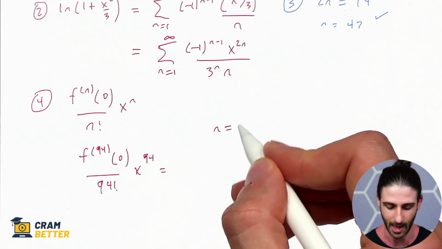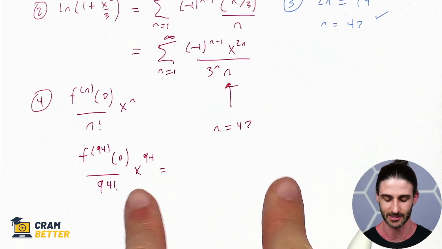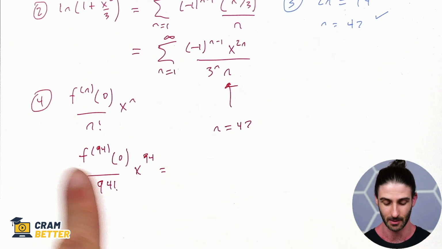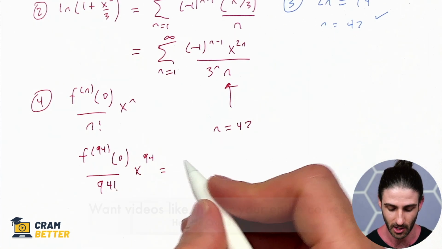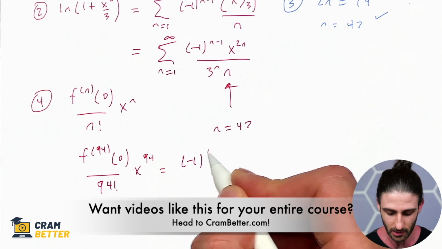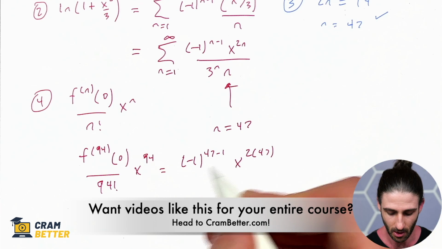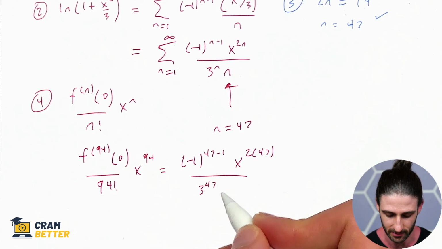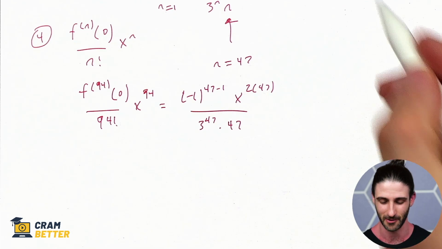So we're going to plug in n equals 47 to this to get the 94th power on x, because the most important thing is that the powers on x on both sides of this equation match so that you can cancel and that you can get your actual derivative. So we're going to go negative 1 to the 47 minus 1 times x to the 2 times 47, all over 3 to the 47 times 47. Again, that's the key, very important part of this.